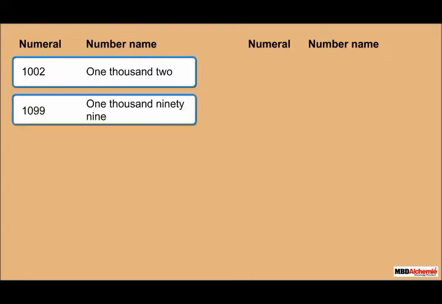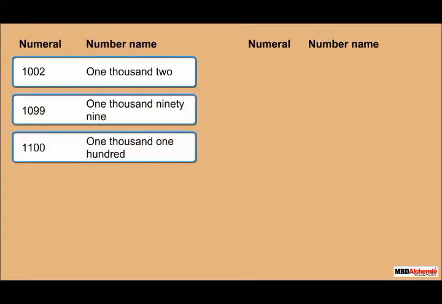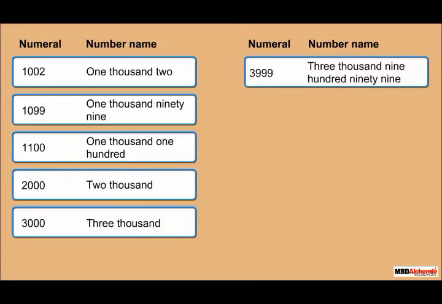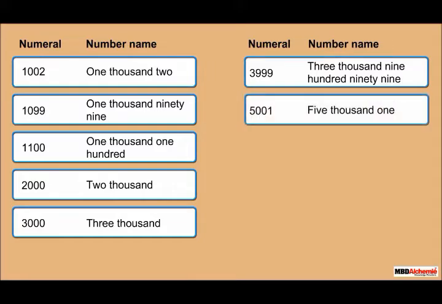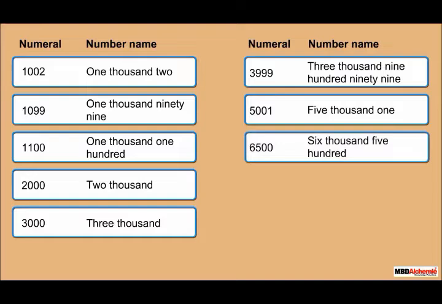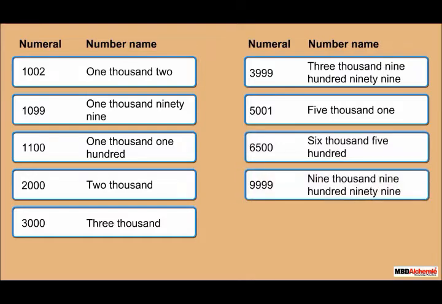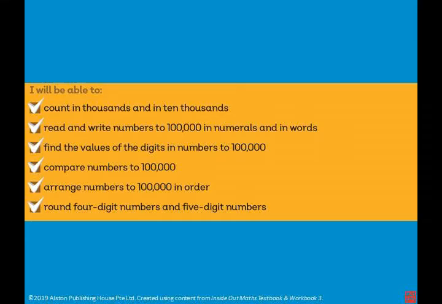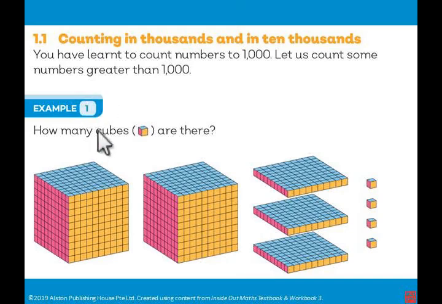1,002, 1,099, 1,100, 2,000, 3,000, 3,999, 5,001, 6,500, 9,999. So, the largest 4-digit number is 9,999. Let's recap. In this module, we learnt numbers up to 10,000. Okay, let's go to 1.1 counting in 1,000 and in 10,000.